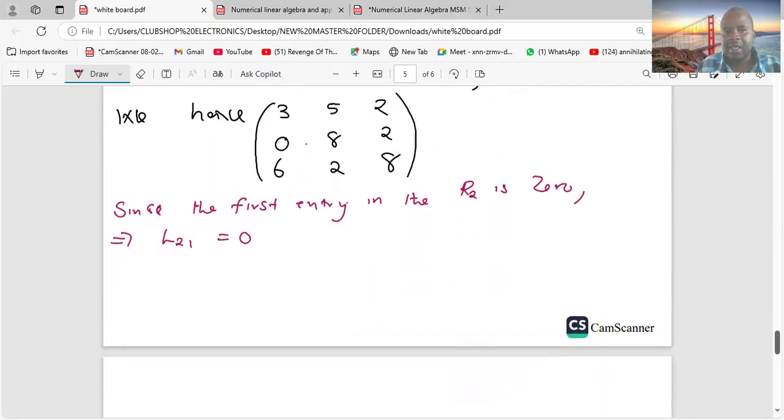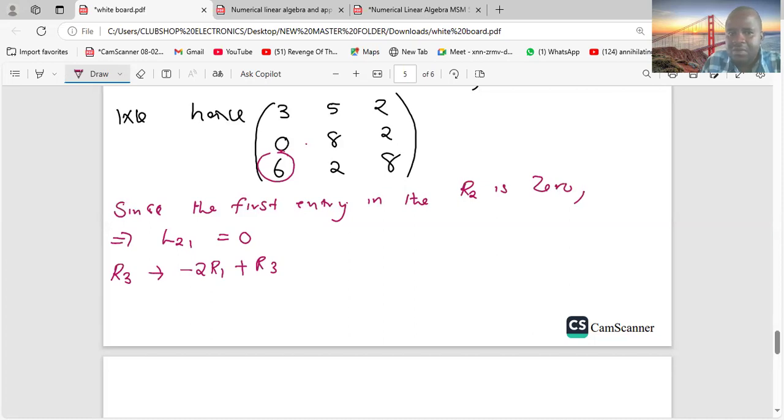Okay. Next, we come up with a 0 here. So now, how do we get 0 here? That is row 3. So I'm going to say row 3 will be found by multiplying row 1 by negative 2. So negative 2 row 1 plus row 3.